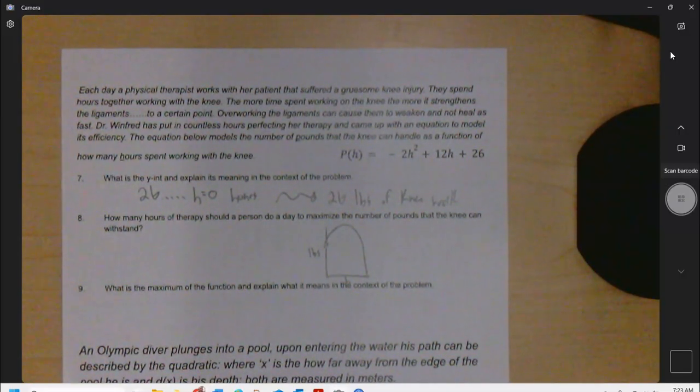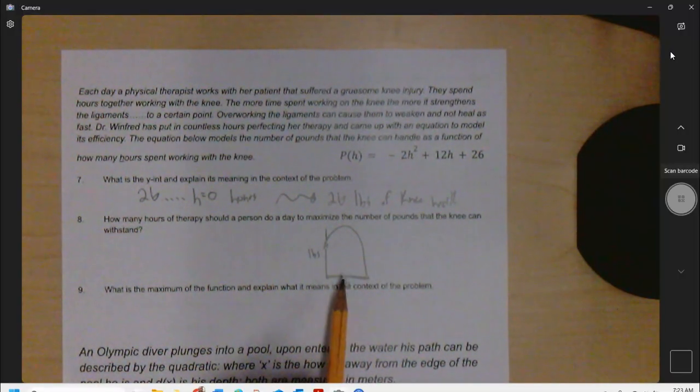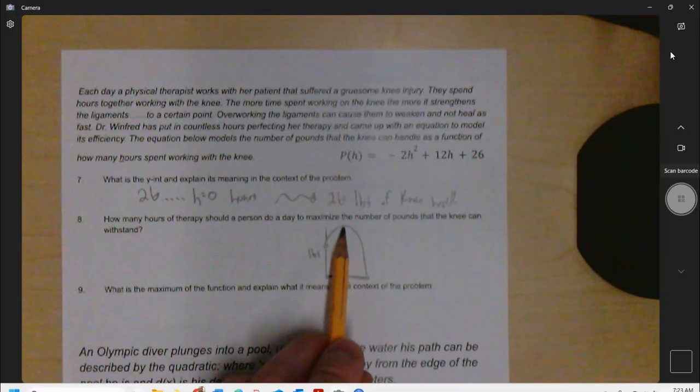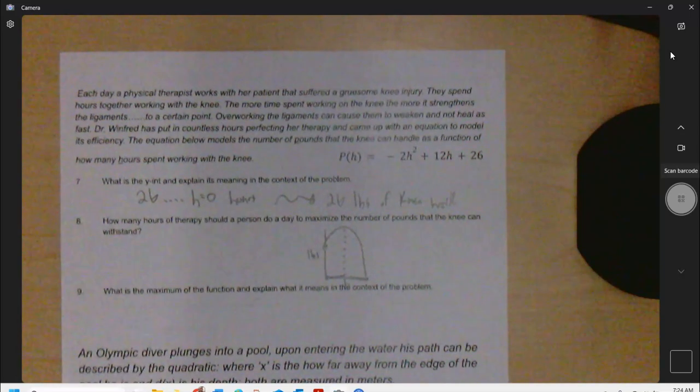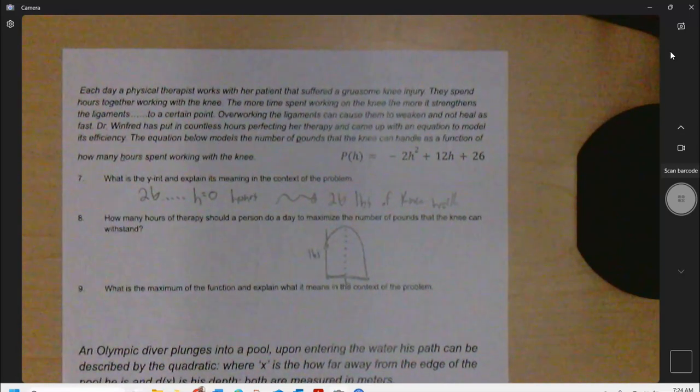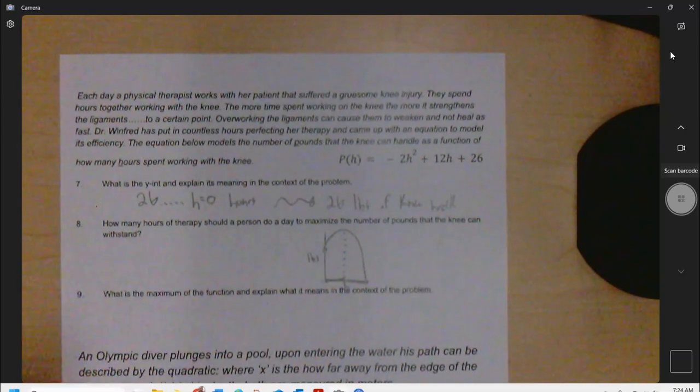How many hours of therapy should the person do a day? So hours is down here. How many hours to get to a maximum number? So how many hours this way to get to a maximum this way? I drew a dotted line to help you. They're talking about the AOS. So that's that line halfway down the middle. That's how far over I'd have to go to get up here to the AOS.